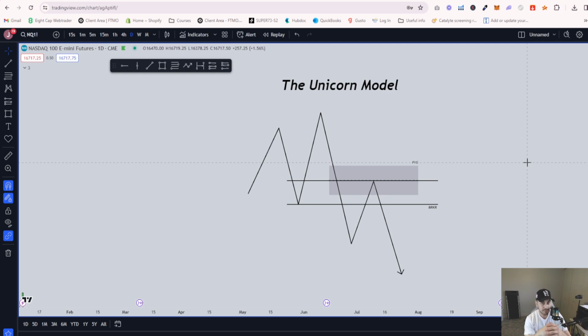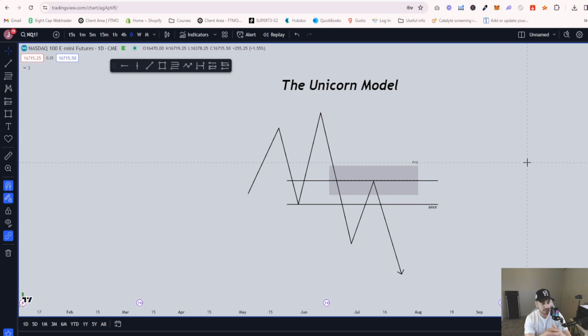So we're going to go on FX replay and I'm going to backtest probably 2 or 3 weeks, and show you guys how effective the unicorn model is. That's literally all we're going to be taking on the FX replay when we're backtesting, just unicorn models. Anytime it appears, we're going to put on a trade.